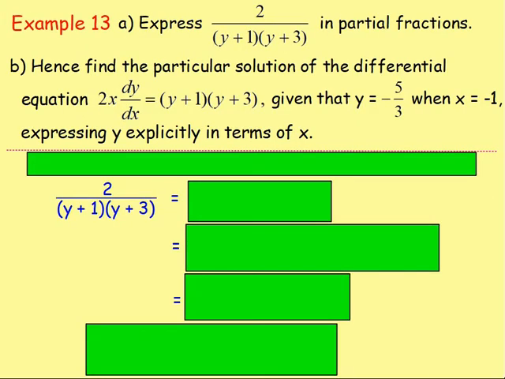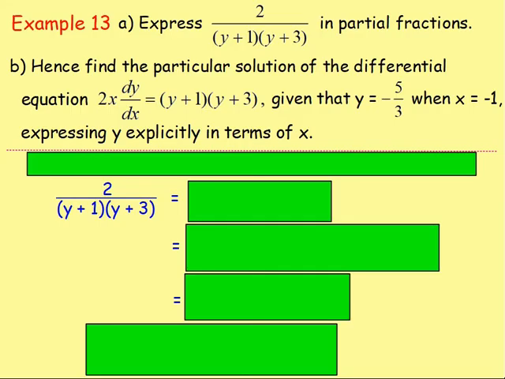Example 13: express 2 over (y plus 1)(y plus 3) in partial fractions. Bringing in more partial fractions from the first chapter. And B, hence find the particular solution of the differential equation 2x dy by dx equals (x plus 1)(y plus 1)(y plus 3), given that y equals negative 5/3 when x equals negative 1, expressing y explicitly in terms of x.